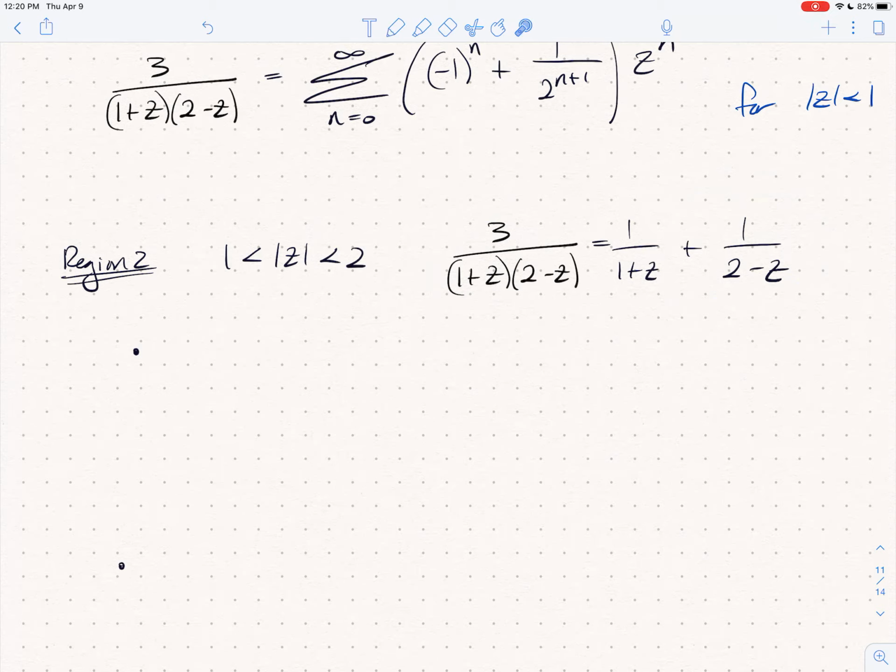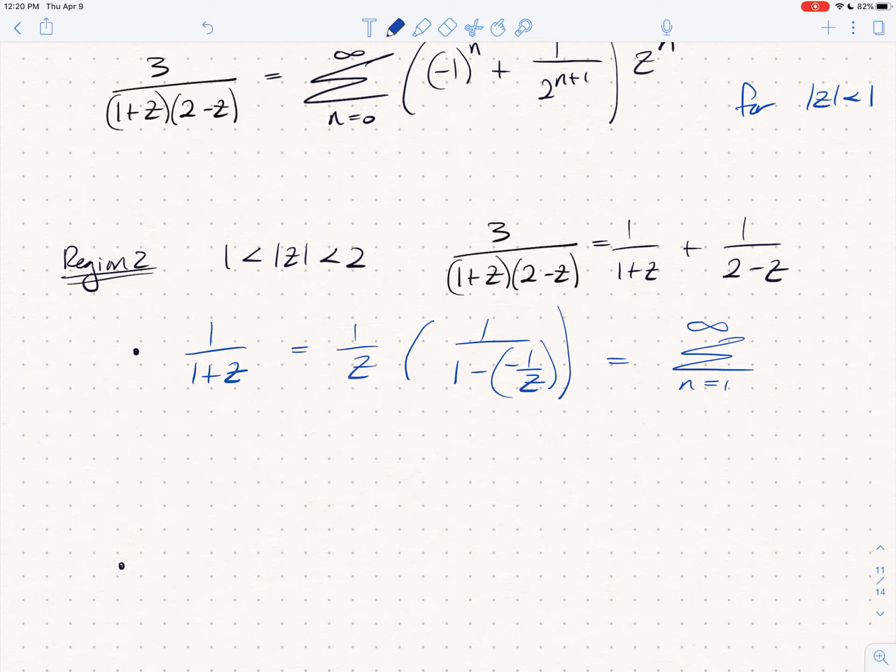And I'm thinking about this first piece. So 1 over 1 plus z. I can rewrite this as 1 over z, 1 over 1 minus 1 over z. I'm just going to reinvent the wheel here. And this is exactly the sum n equals 1 to infinity of minus 1 to the n minus 1 over z to the n. I started mine at 1. You could start yours at 0 if you wanted to. It doesn't really matter.